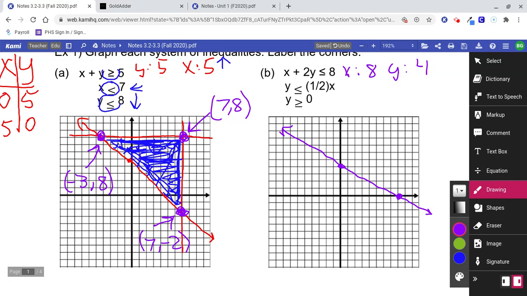The next one says y is less than or equal 1/2 x. And if you want to think of it as 1/2 x plus 0, be my guest. That's a 0. Start at 0 and go up 1 and over 2 and up 1 and over 2 and up 1 and over 2 as many times as you want. You really only need 2 dots, okay? But you do need to draw a pretty good line through there.